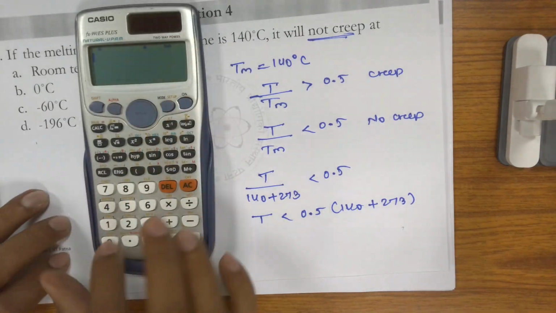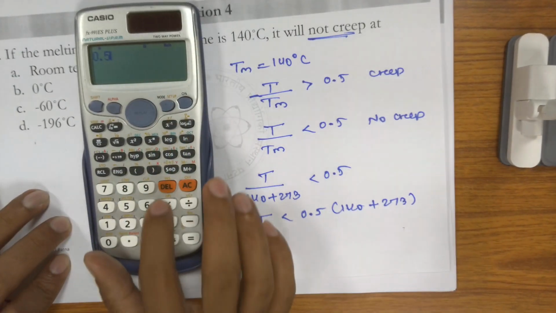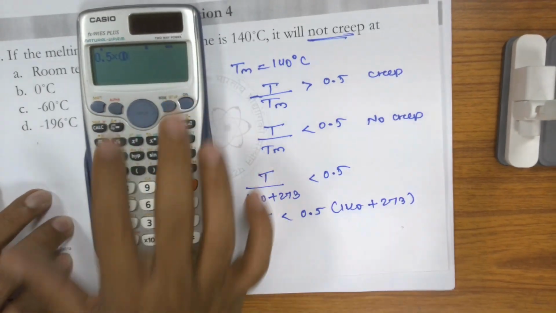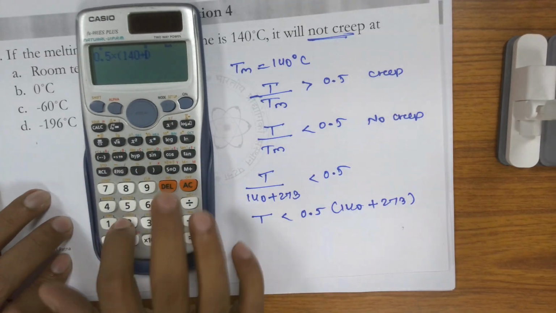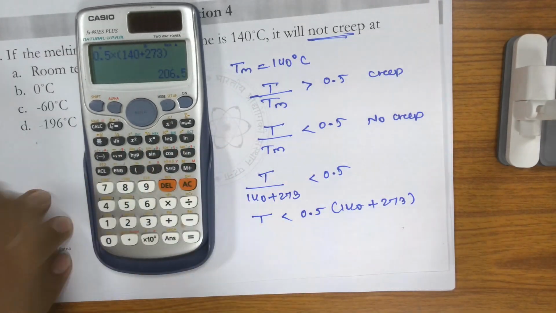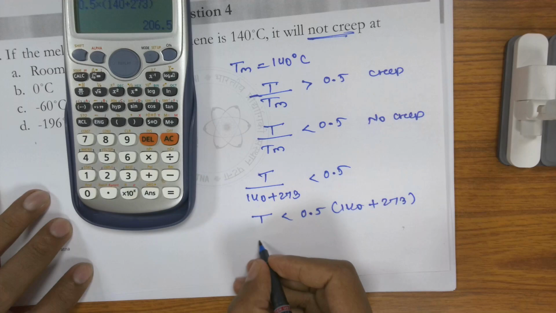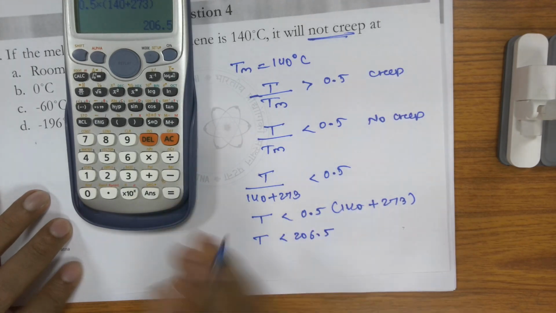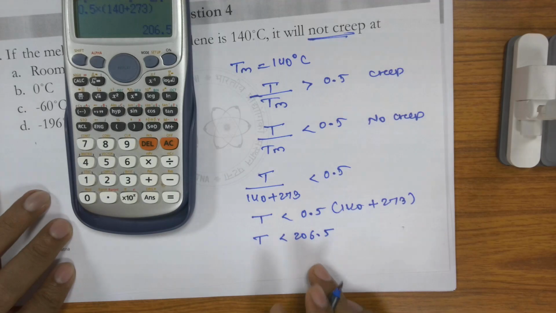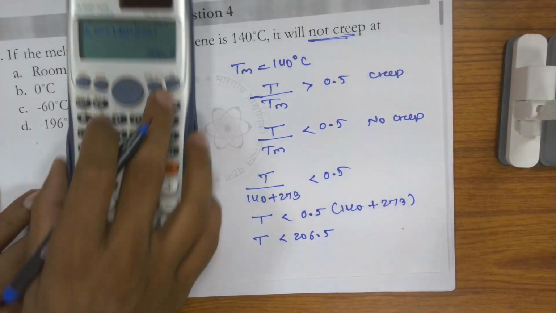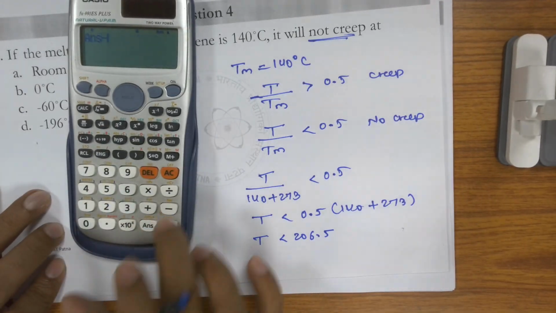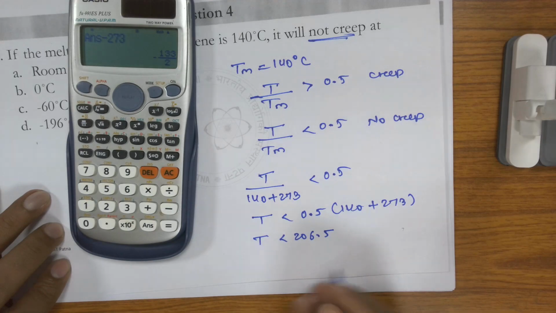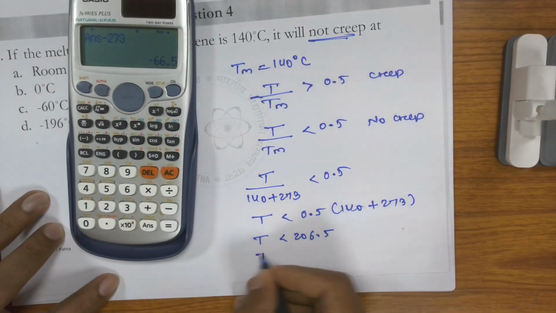Let's work it out. So what we will get, 0.5 multiplied by 140 plus 273. So here we got the temperature of 206.5. 206.5, it's in the Kelvin. We have to convert this into the degree Celsius.